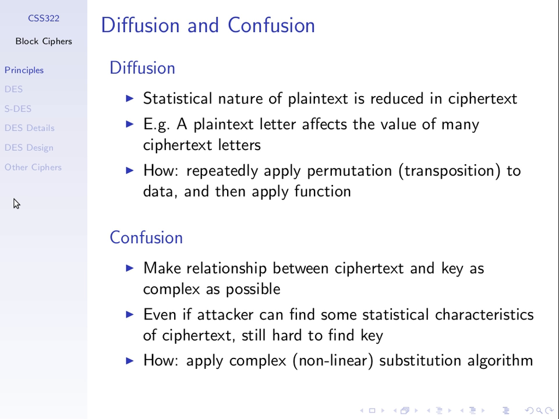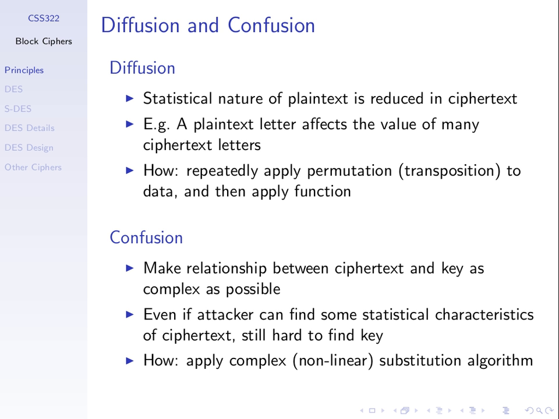What is diffusion and confusion? In very simple terms, this is what we want to achieve with a cipher. We want to diffuse the plaintext. Diffusion is about, we want to reduce the statistical nature of the plaintext when we get the resulting ciphertext. Remember, our plaintext has structure. If we look at English plaintext, that structure is the frequency of letters, it's the frequency of digrams, trigrams, and the occurrence of words. So there's some structure in the plaintext, in any plaintext. Diffusion is that we want to reduce that structure in the output ciphertext.